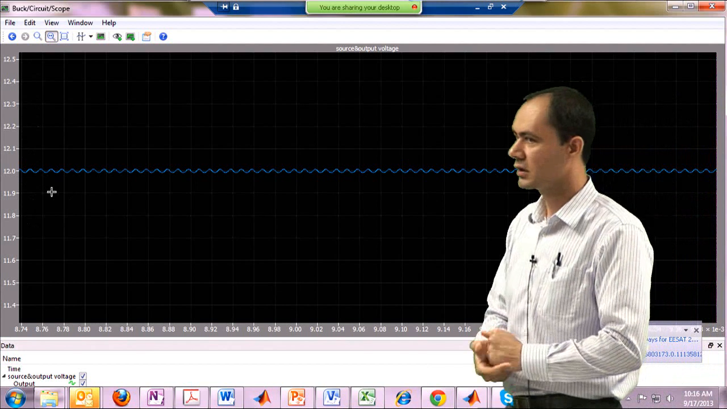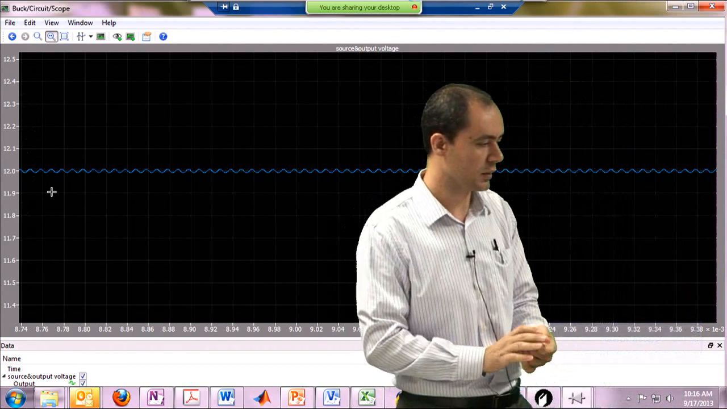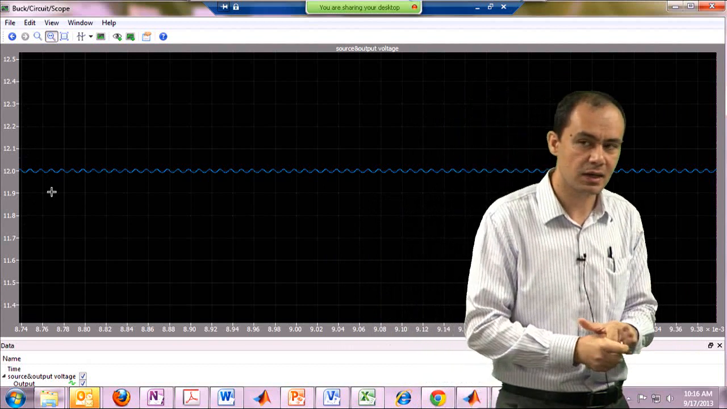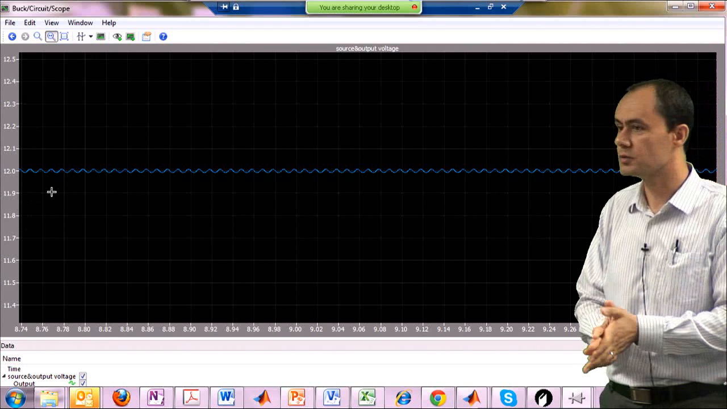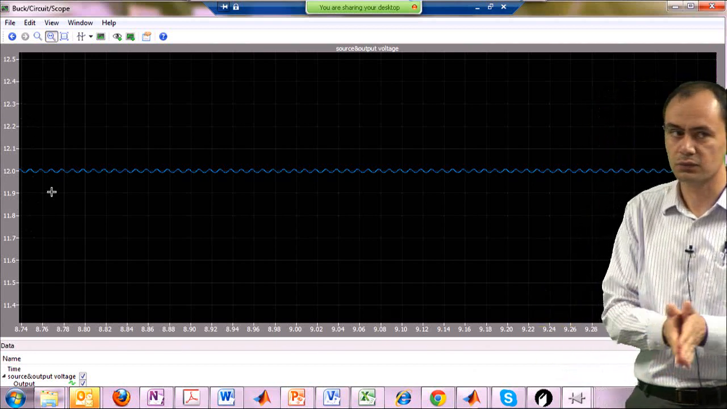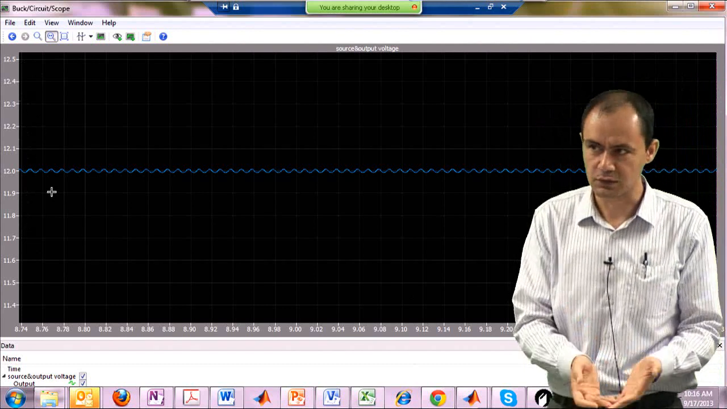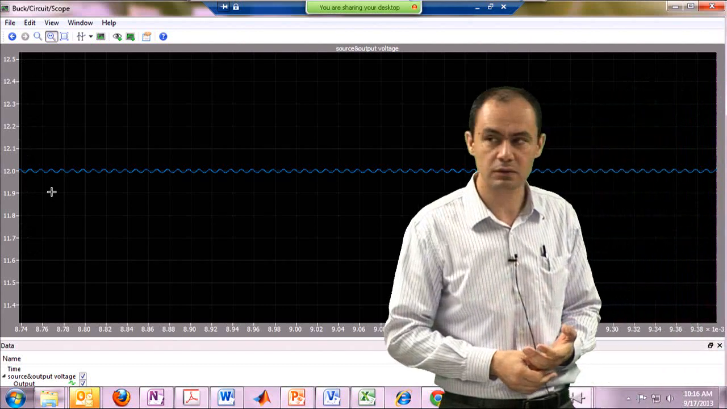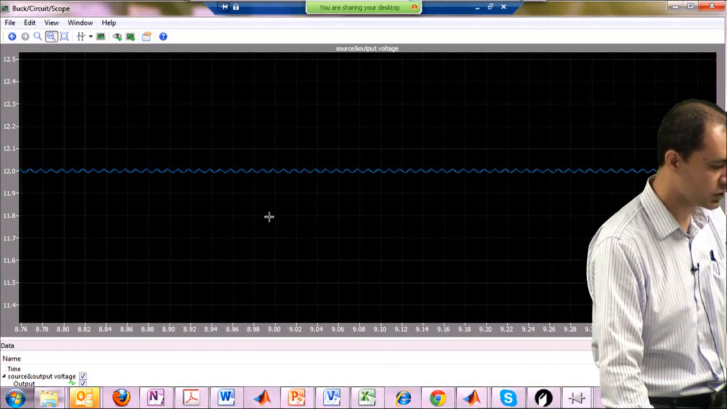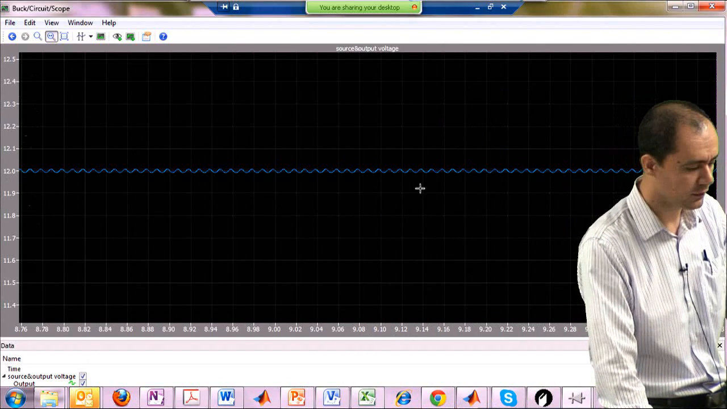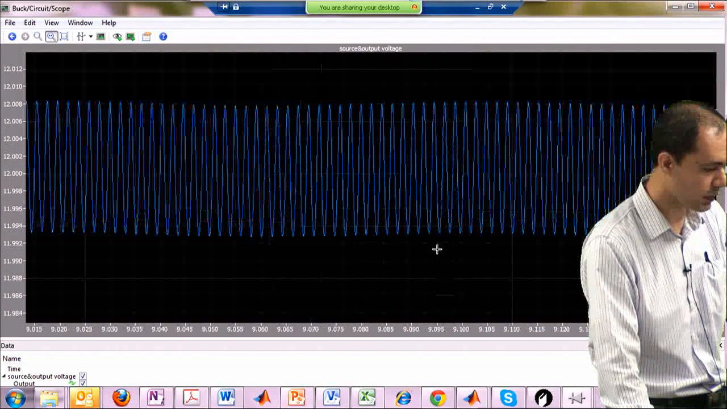So remember, duty cycle was 60%, input voltage was 20 volts, and it is no wonder the output voltage is 12, because as it turns out, the output voltage in this converter is the input voltage multiplied by the duty cycle. Input voltage was 20, duty cycle was 0.6, or we wanted 60% of the 20 volts, and that gives us 12 volts. So again, as you can see, the output voltage is almost DC with a little bit of ripple. If you zoom in, you can actually see this ripple.